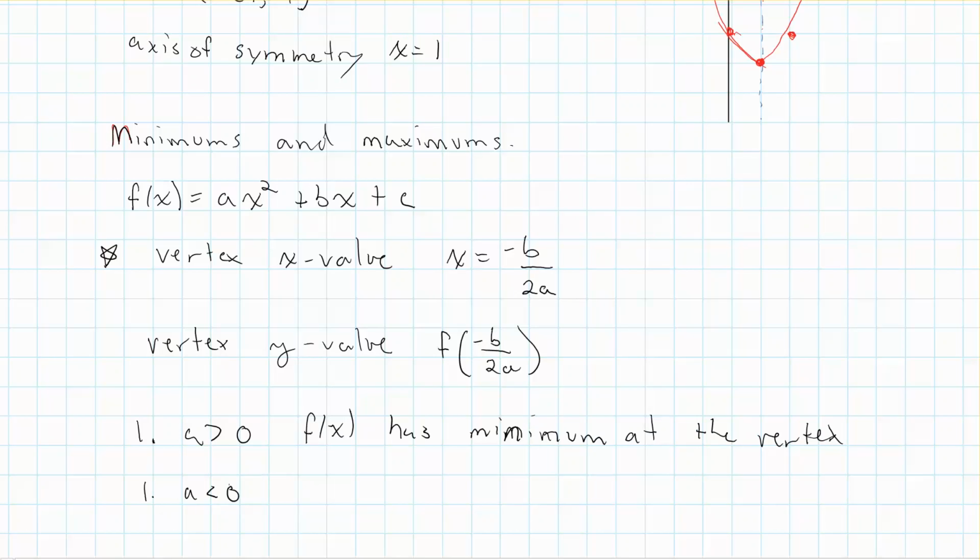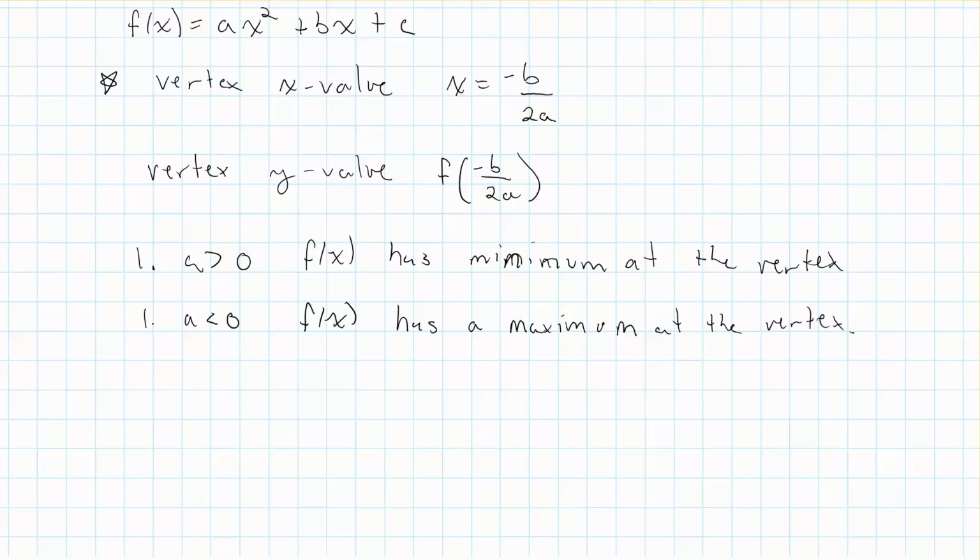And if a is less than 0, f of x has a maximum at the vertex. Now, I don't necessarily memorize all of these things like, oh, minimum if a is greater than 0. I always just think of, well, what does the graph look like? And we know that if a is greater than 0, it opens up. So if a is greater than 0, I don't care where it's located on the graph, it's going to look like this.